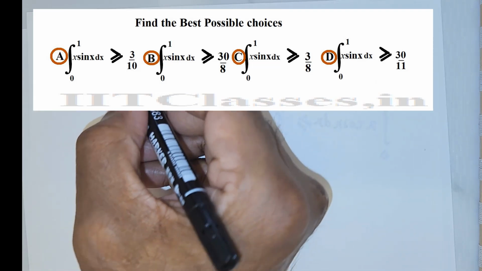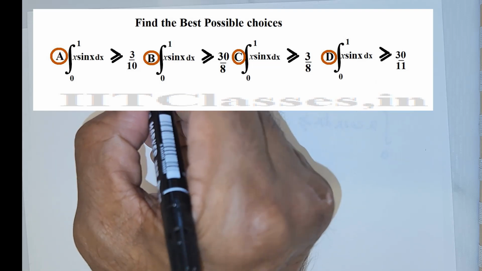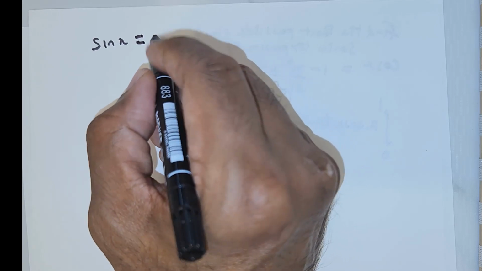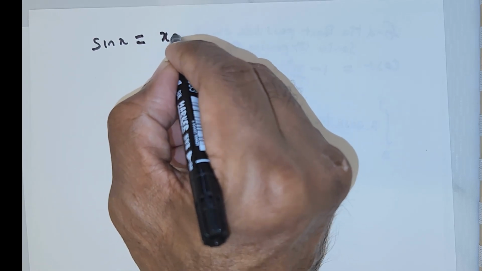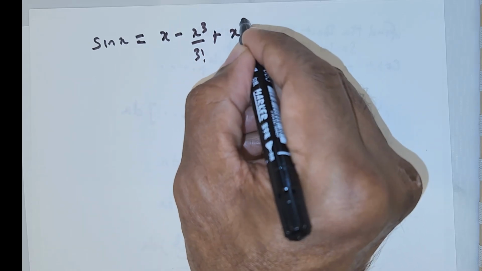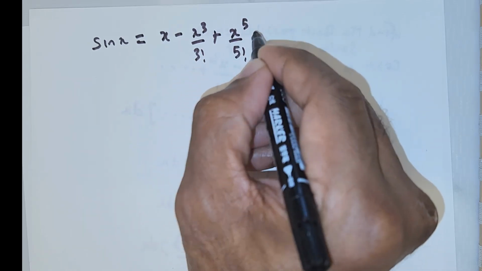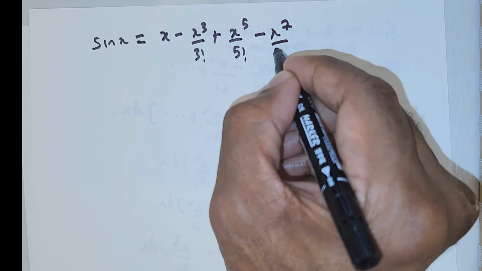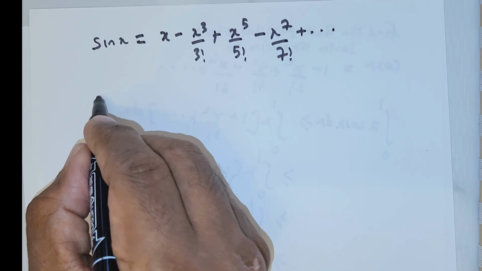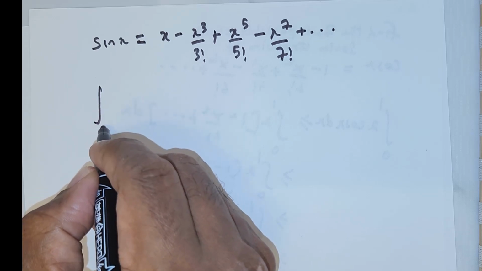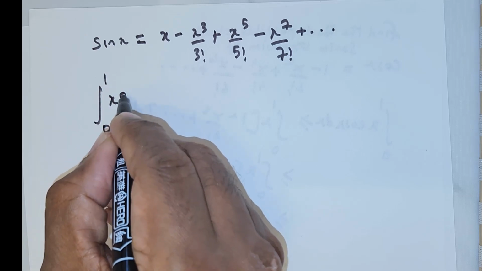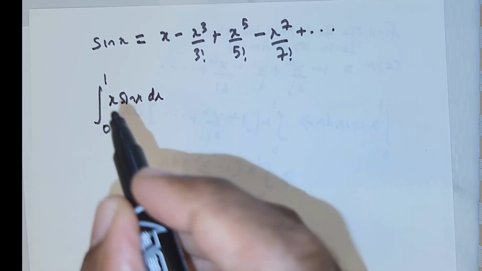Okay, so I hope you all have got the correct choice. Let me start with this. Sin x has an expansion as x minus x to the power of 3 over 3 factorial, plus x to the power of 5 over 5 factorial, minus x to the power of 7 over 7 factorial, plus etc. Now we are asked to find the connectivity between the integral 0 to 1 x times sin x dx.